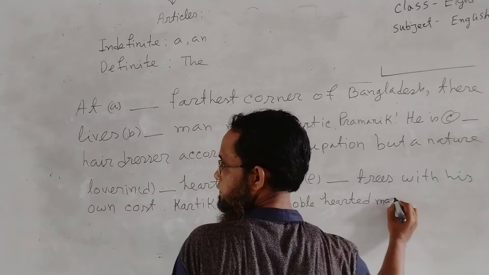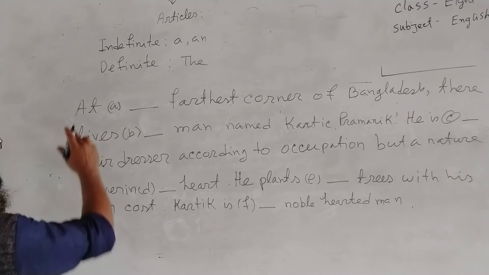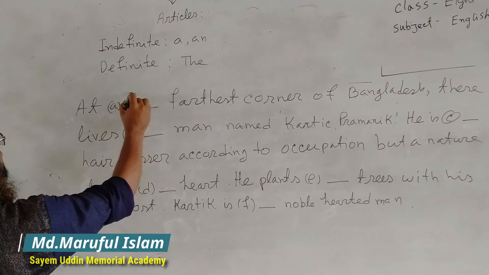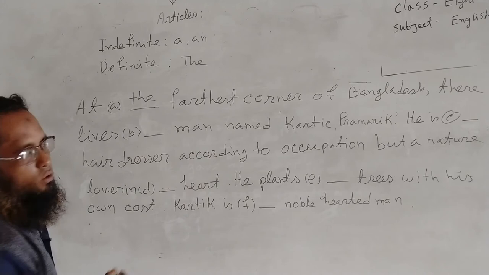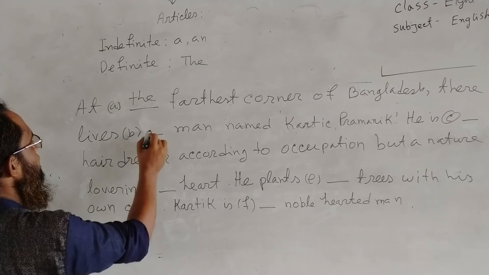Now we can fill up these blanks. The first is the superlative degree, so it must take the definite article the. Then the next gap, dash man. Man is a common noun and it is a singular word, so it will take the indefinite article A.